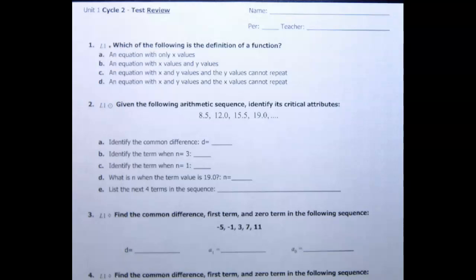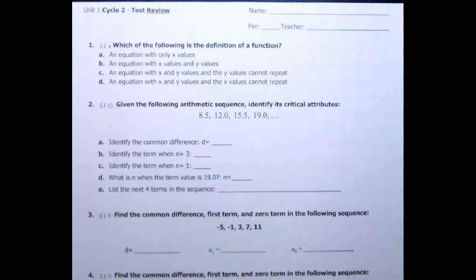Welcome to the test review video for Cycle 2 test in Unit 1. You will be having your test tomorrow if you are in A-Day classes, or Friday if you are in the B-Day classes. After this review, if you still have questions, I would suggest attending tutoring to get those cleared up before the test. So let's go ahead and get started.